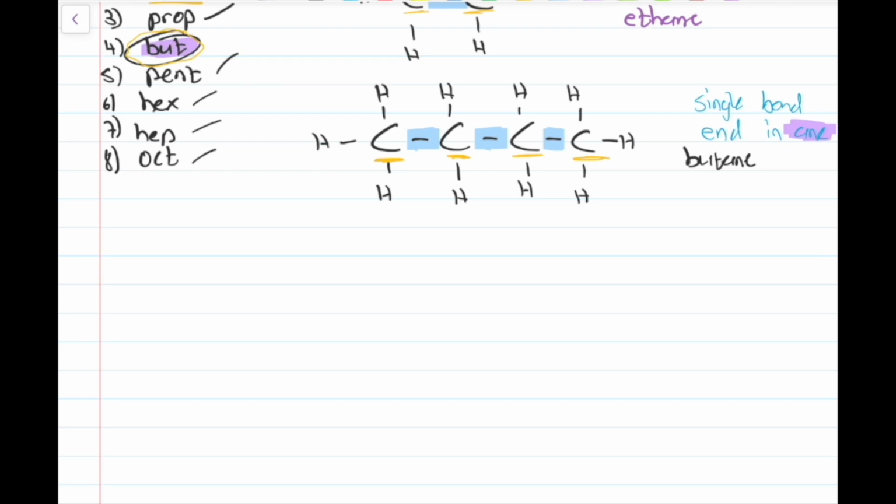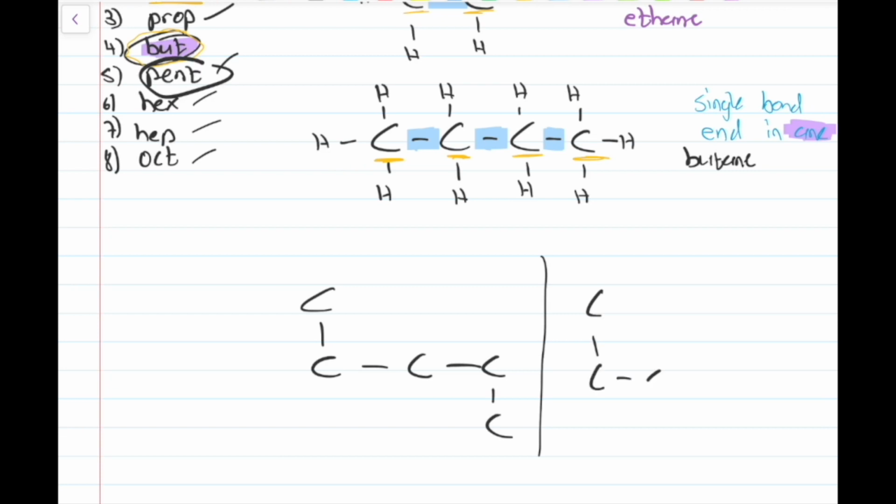So for example, let's take pentane. If I do carbon, carbon, carbon, carbon, carbon, what you want to notice here is that it's one continuous flowing chain. There's no going back or anything like that. So there's nothing like this here, there's no 1, 2, 3, 4, and then, for example, here.